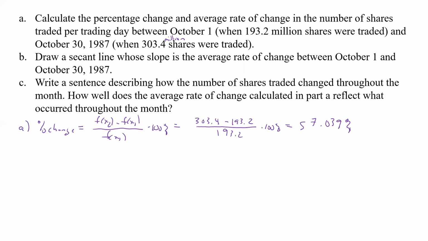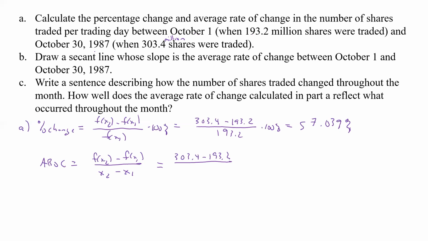And it also wants the AROC, the average rate of change. So AROC is equal to, now remember, f of x sub 2 minus f of x sub 1 over x2 minus x1. So what do we have here? Well, we have the same thing on top, 303.4 minus 193.2 divided by, now what is our denominator going to be?